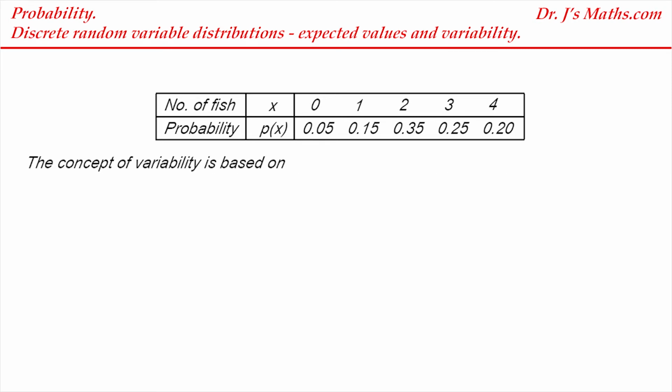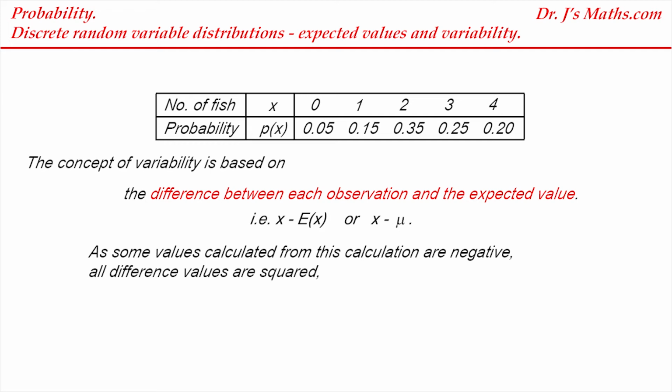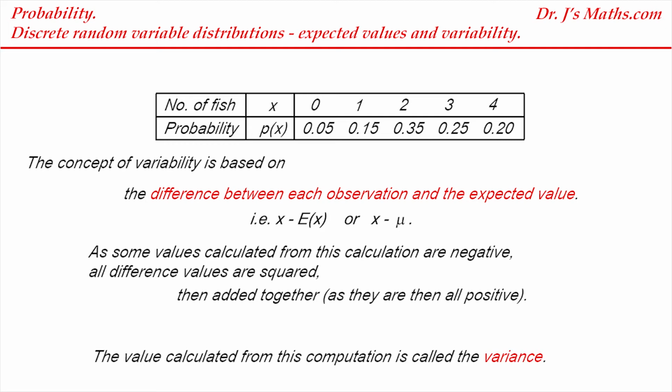The concept of variability is based on the difference between each observation and the expected value. In other words, x minus E(x) or x minus mu. In our table, the expected value is 2.4, so we may go 0 minus 2.4, which is minus 2.4, and then 1 minus 2.4, which is minus 1.4, and so on and so forth. As some values calculated from this calculation are negative, all difference values are squared to remove the minus sign. They're then added together, as they are all then positive. The value calculated for this computation is called the variance.